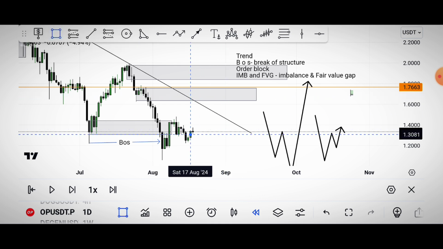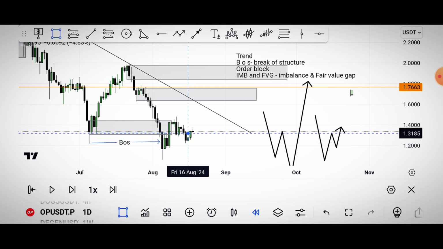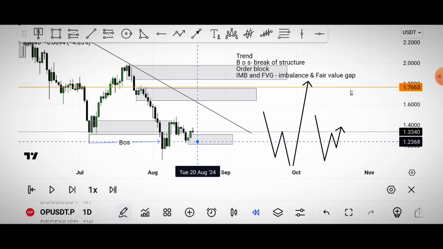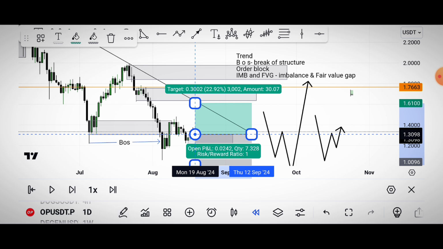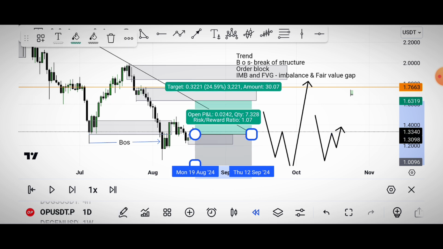If I'm looking to enter, since price rejected on this order block, I can mark out this as my next point of entry. Placed my long position at this point. Then my take profit should be at this order block. That's my first take profit.